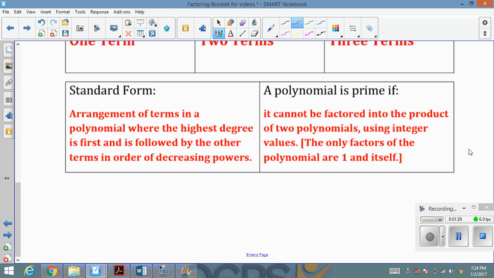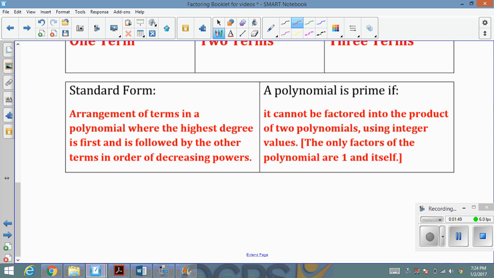Now, 2 definitions that we haven't spent a lot of time on: standard form and prime. Standard form is an arrangement of terms in a polynomial where the highest degree, the highest exponent, is first and is followed by the other terms in order of decreasing powers.